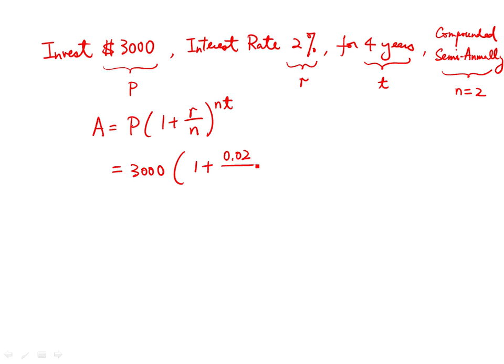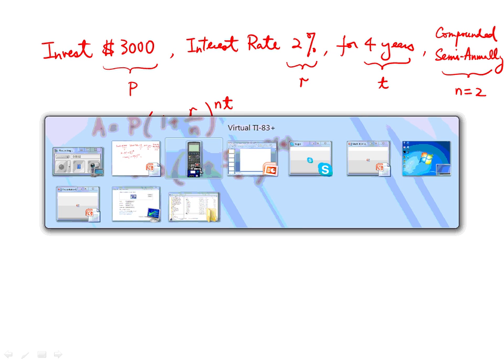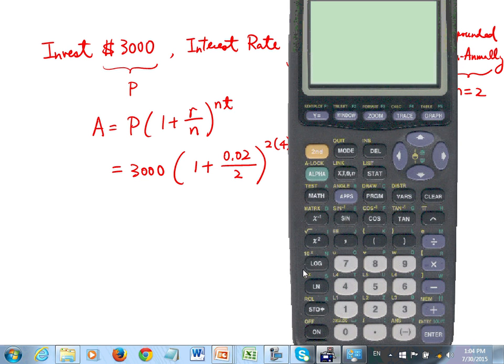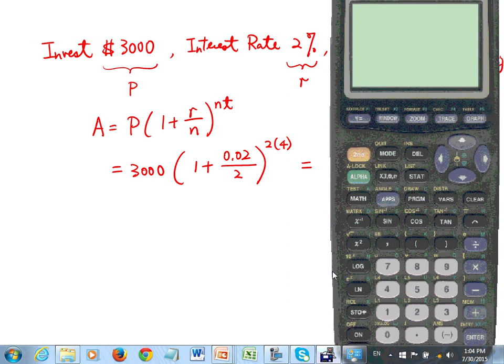Over n. What is n? 2. Raise it to the 2 times 4. And that would be equal to, can anybody figure that out in your head? I'm sure you could, but as for me, I'm going to use the dancing shoe. All right? So let's take out your dancing shoe.